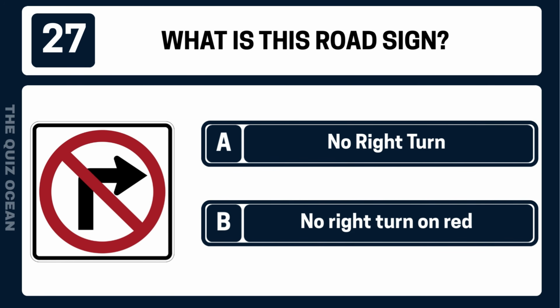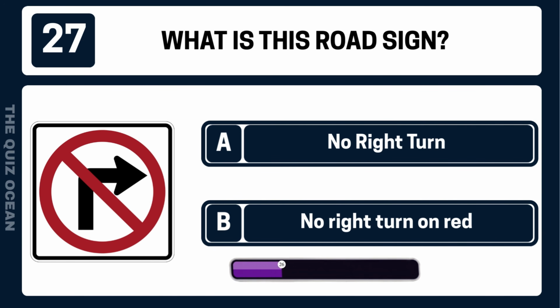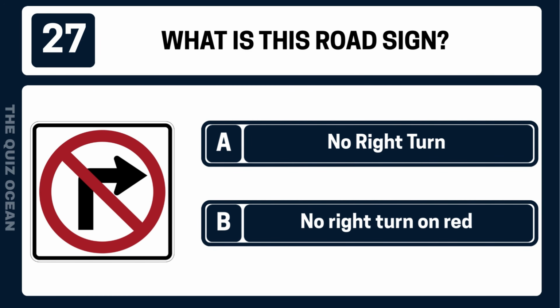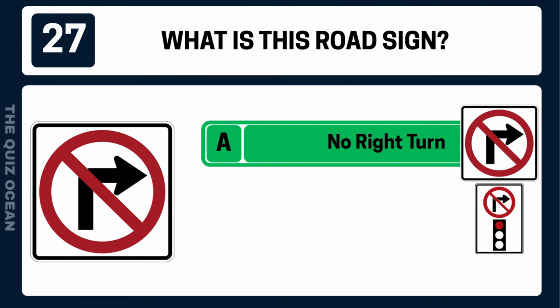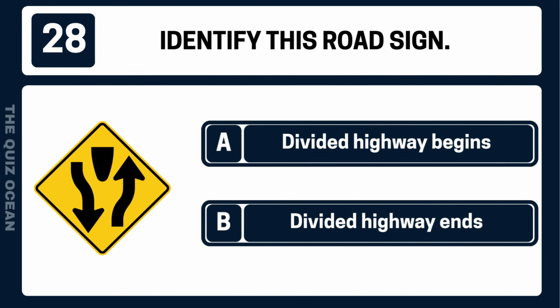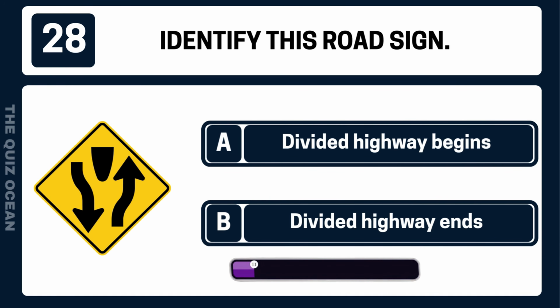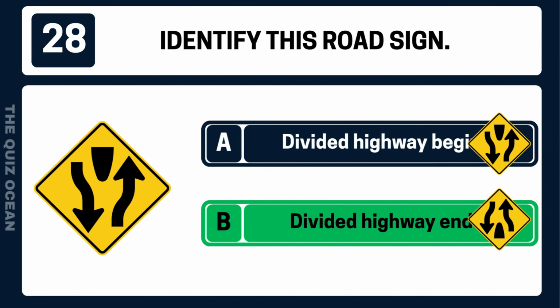Question 27. What is this road sign? A. No right turn. B. No right turn on red. The answer is A. No right turn. Question 28. Identify this road sign. A. Divided highway begins. B. Divided highway ends. The answer is B. Divided highway ends.